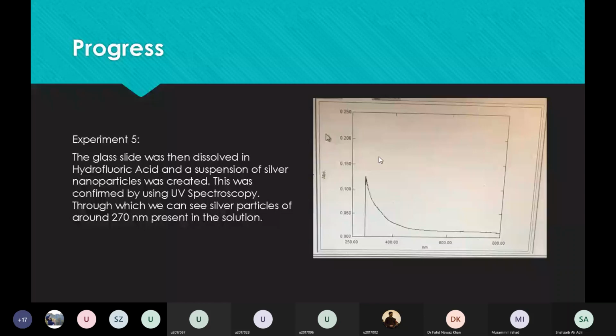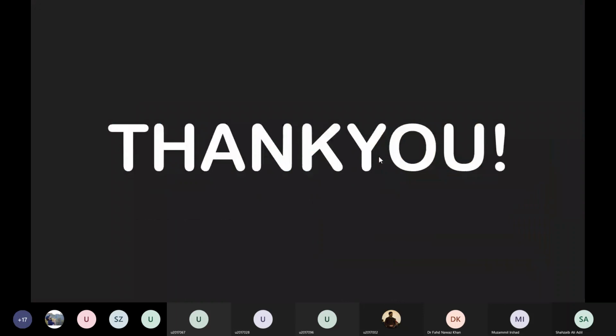To prevent this, in our next experiment, we finally decide to use PVA, which according to literature is the best capping agent for silver nanoparticles, and reduce the size to 100 nanometer. Thank you. This is all from our side.